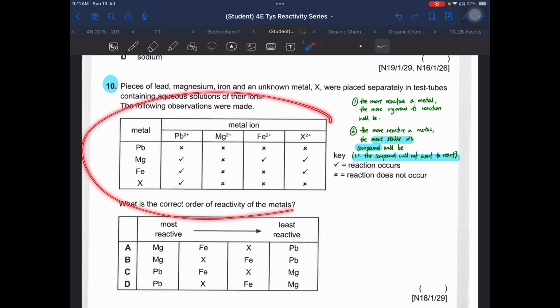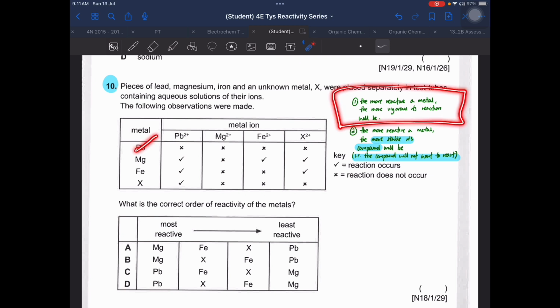In this setup, the question is actually testing statement 1, because they want us to see that the more reactive a metal is, the more likely it is able to do the displacement on the other chemical. The one that has more ticks, like magnesium in this case, will be a lot more reactive. If there's a tick between magnesium and lead, I can conclude that magnesium is more reactive than lead. If there's a tick between magnesium and iron 2+, it means magnesium is more reactive than iron, not iron 2+, just iron as a metal. If it's a tick between magnesium and X2+, it means magnesium is more reactive than X as a metal. Therefore, the displacement can happen.